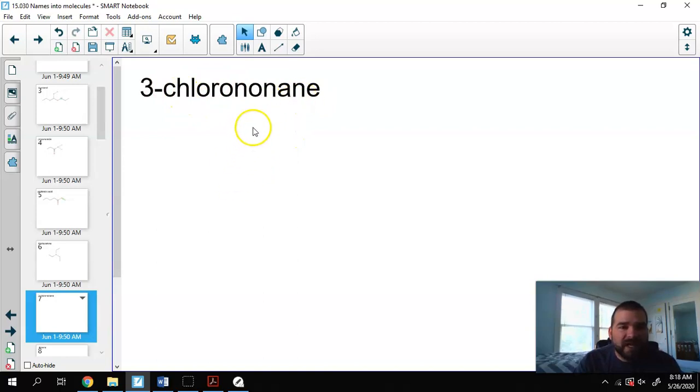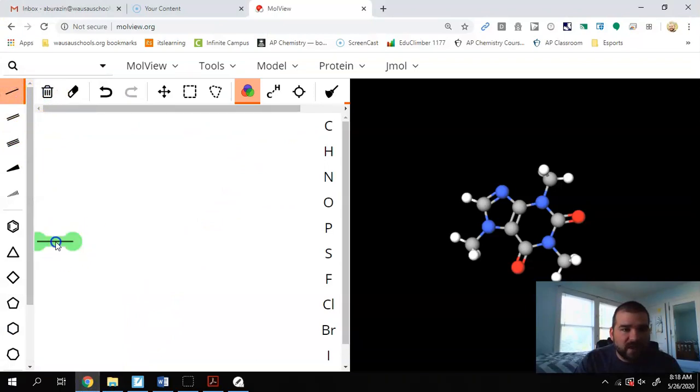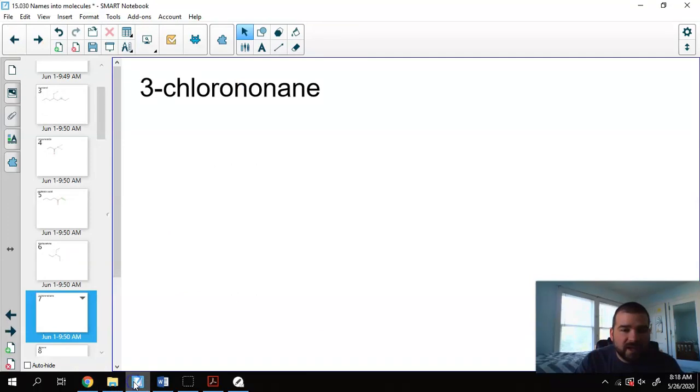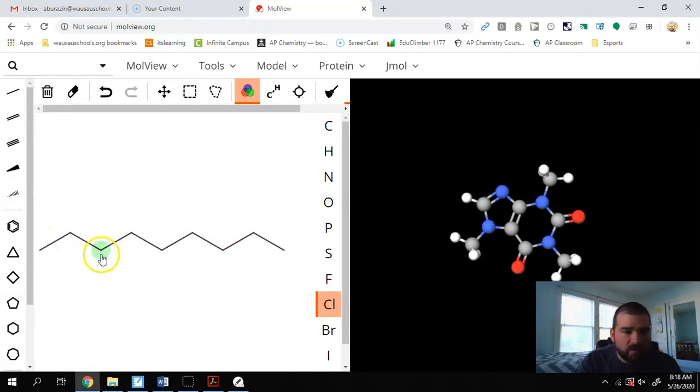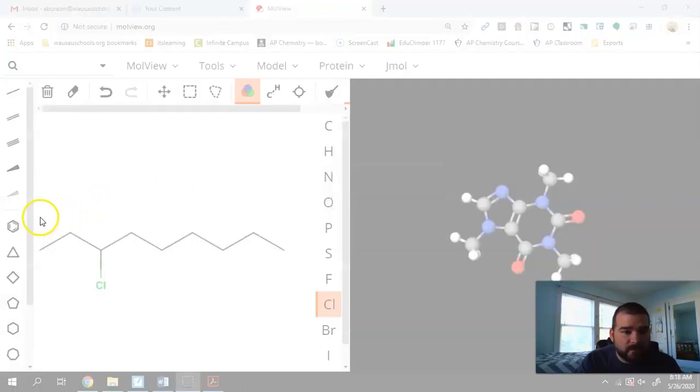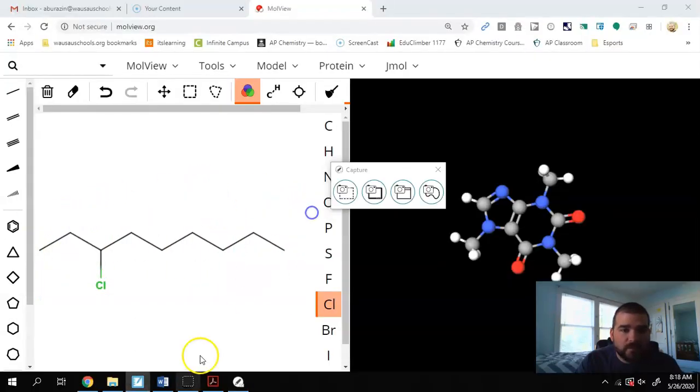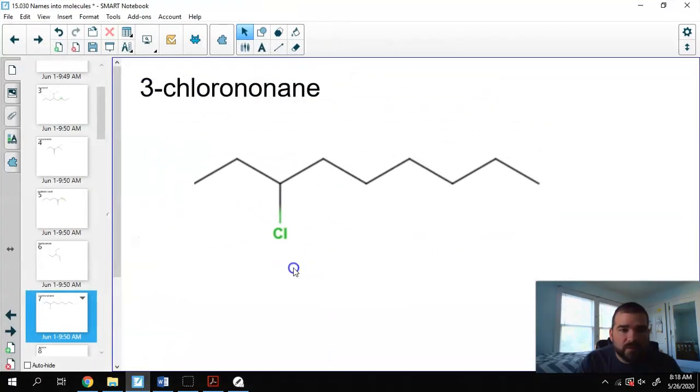So a 3-chlorononane, non is the prefix for 9, so we would start there. So I'm going to have a carbon chain of 9. 1, 2, 3, 4, 5, 6, 7, yuck, and 8. So again, 8 segments gives me 9 carbons. And then I want to have a chlorine on the third. Okay, so there's my chlorine. 1, 2, 3. Boom. There you go. 3-chlorononane. Kind of severed that right there, but that's okay.